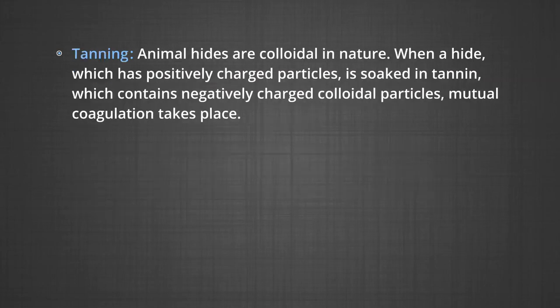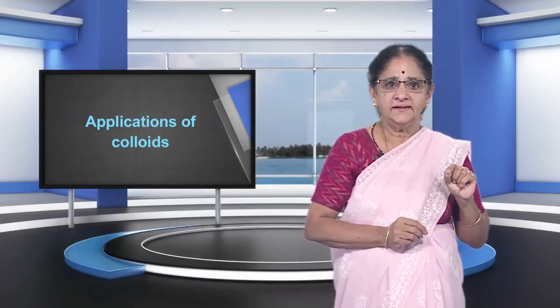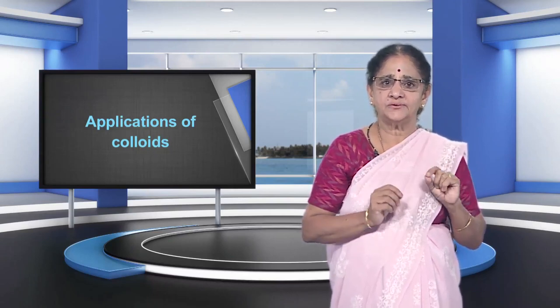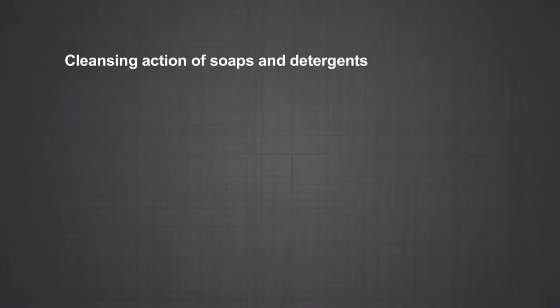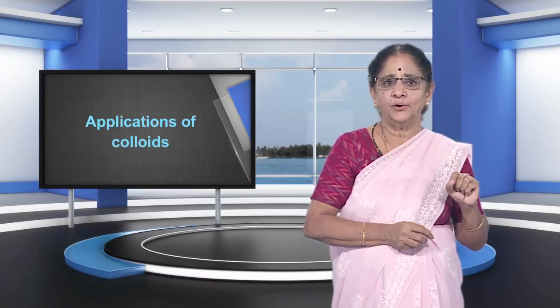Number 4, tanning. Animal hides are colloidal in nature. When a hide which has positively charged particles is soaked in tannin, which contains negatively charged colloidal particles, mutual coagulation takes place. This results in the hardening of leather. This process is termed as tanning. Chromium salts are also used in place of tannin. Number 5, cleansing action of soaps and detergents. This has already been described in module 3.